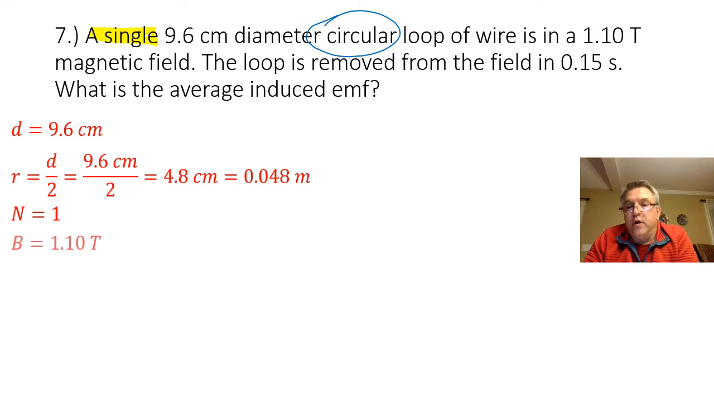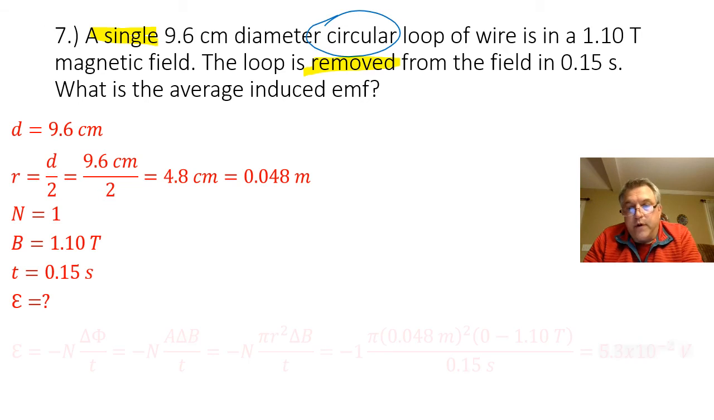The magnitude of my magnetic field is 1.10 Tesla, and I know the loop is removed from the field in 0.15 seconds. That is kind of a key word right there: it's removed from the field. When the loop of wire is in the magnetic field, there is a magnetic flux. As it's moved out of the field, it's going to go from whatever that magnetic flux is to a flux of 0 once it is out of the magnetic field. So it's going to go from a maximum to a minimum value. They want us to know what the induced EMF is, so we're solving for epsilon.